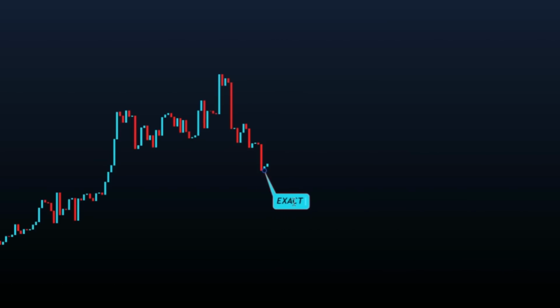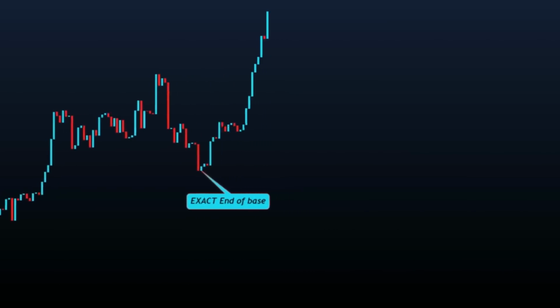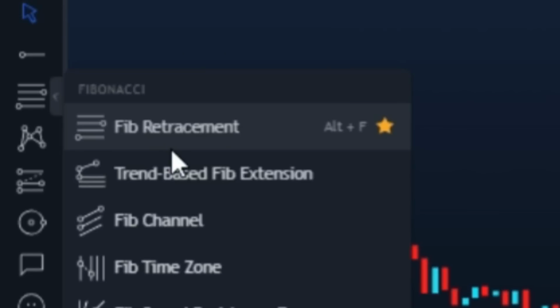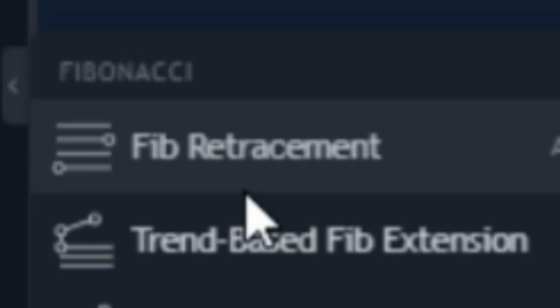Even though this is a big problem, I gave you a promise. I'm gonna show you how to find the exact end of the base, and I intend to keep that promise. So in order to find the exact ending point, along with 0.44, we're gonna have to use another Fibonacci. Yeah, just another Fibonacci.